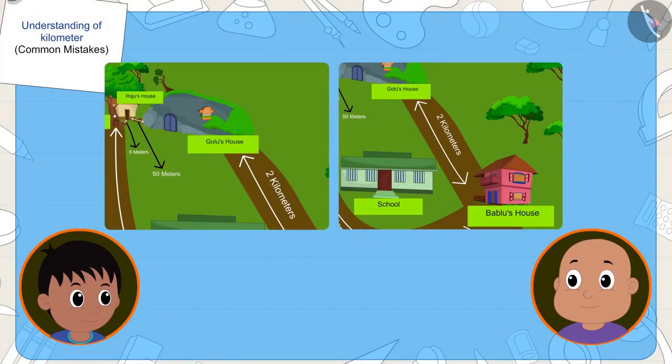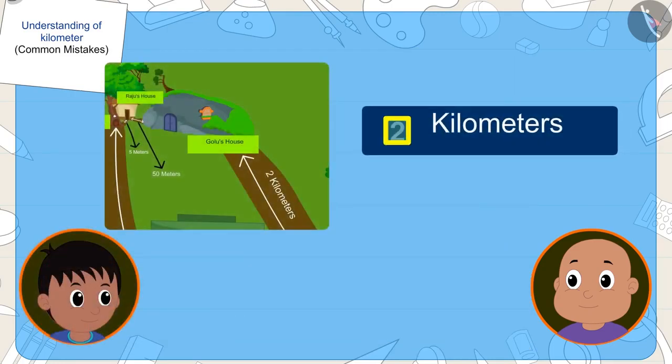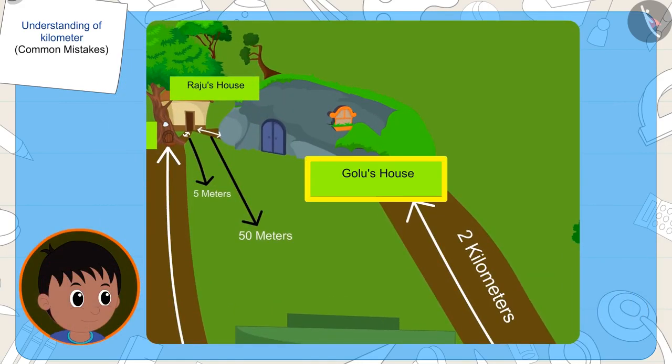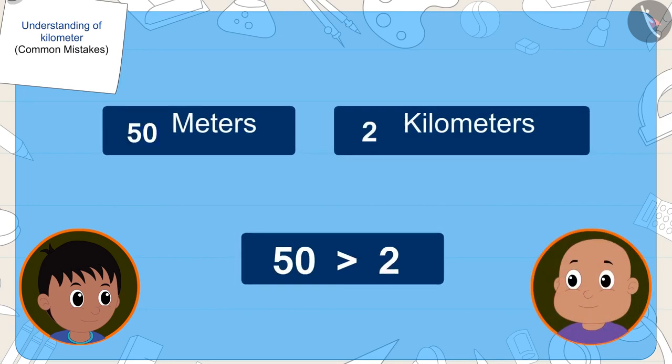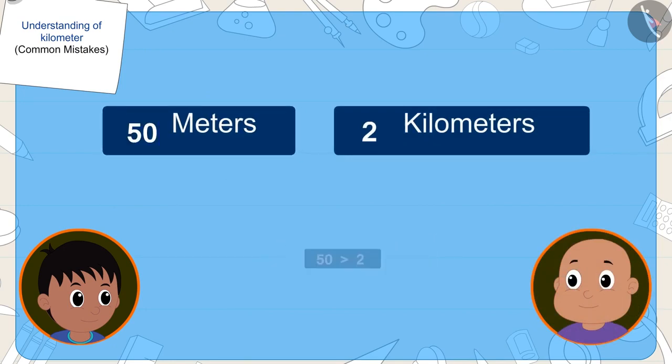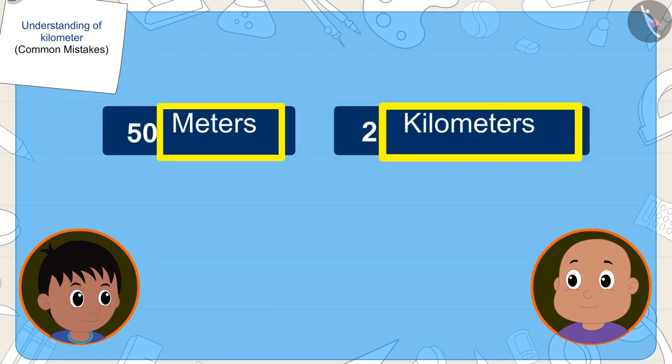No, Bablu is wrong again. This time, the number in the distance from Golu's house to Bablu's house, 2, is less than the number in the distance from Golu's house to Raju's house, that is 50. But once again, Bablu did not pay attention to their units when comparing the distances.